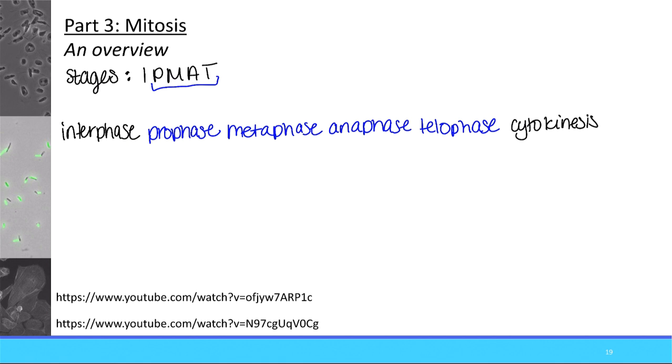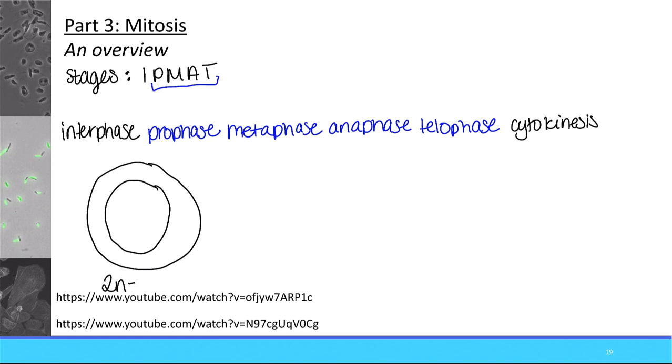But to give you a general overview of what happens, let's go ahead and start with a cell. I'm going to make a pretty big nucleus. And we'll draw a problem with 2 pairs. So let's say that we have 2N, so we have 2 pairs. If we have 2 pairs of chromosomes, that actually means that we have 4 total chromosomes. So we're going to have 2 from biological mother and 2 from biological father.